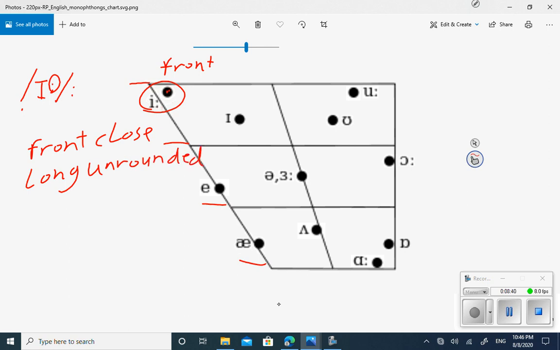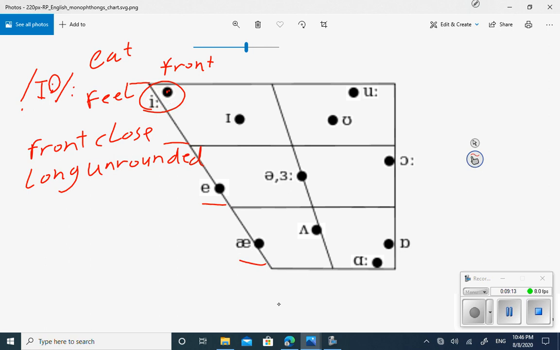This is the name of the vowel: the front, close, long, unrounded vowel is the E sound. It occurs in three positions in English: at the beginning of the word, as in eat; in the middle, as in feel; and finally. So this is the first vowel.